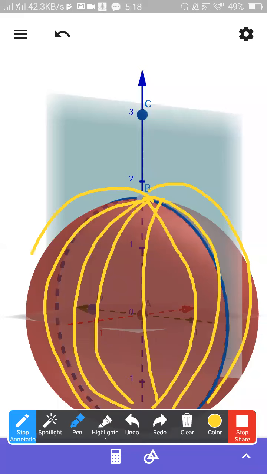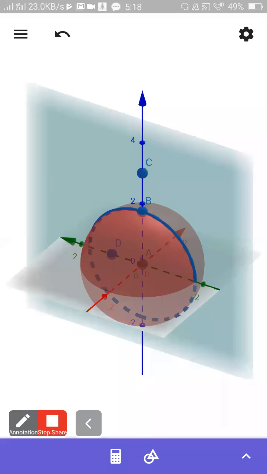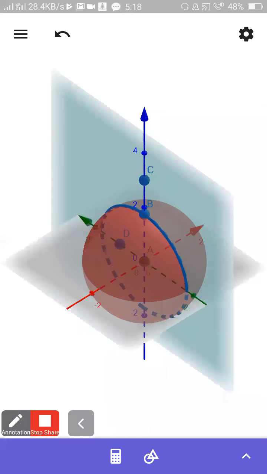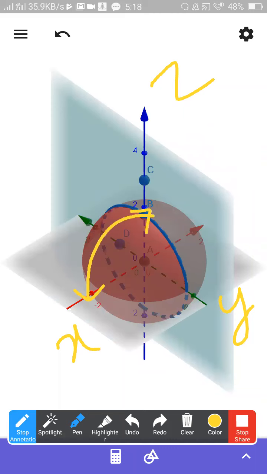If your pi is 0, that semicircular line will fall on which plane? Somebody please tell me the answer. This is x, this is y, this is z. If your pi is 0, your semicircular line will fall on the XZ plane. If your pi is 90 degrees, it will fall on the YZ plane. If your pi is 180 degrees, it will fall on the minus XZ plane. Like this it goes on. If your pi is 270 degrees, it falls on the minus Y and Z axis.